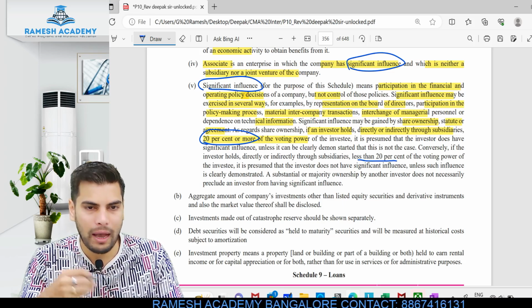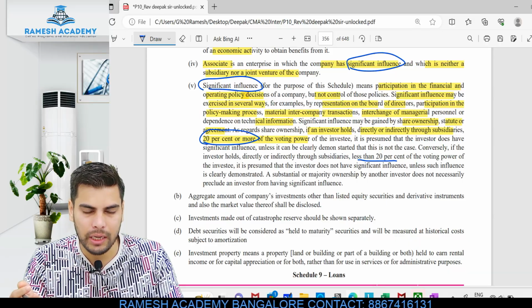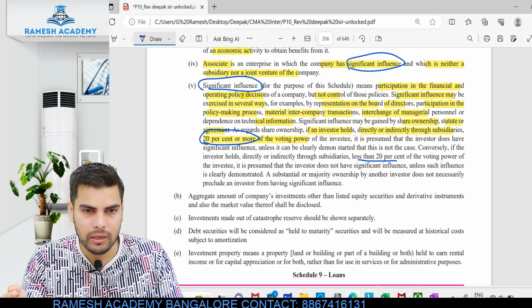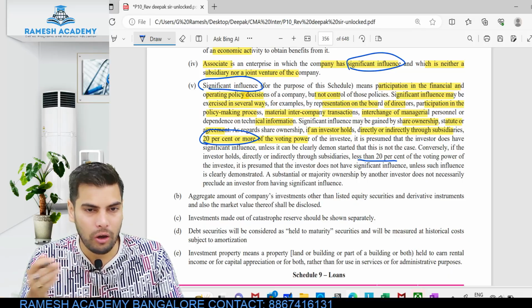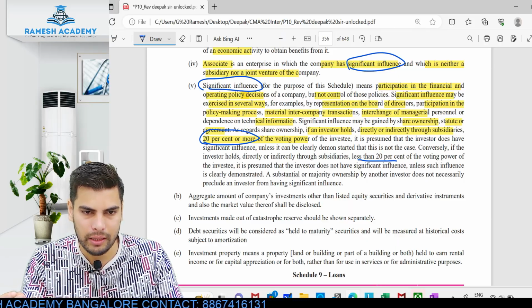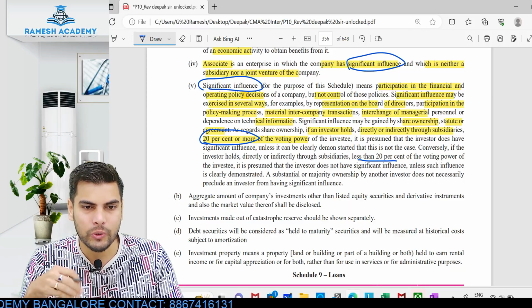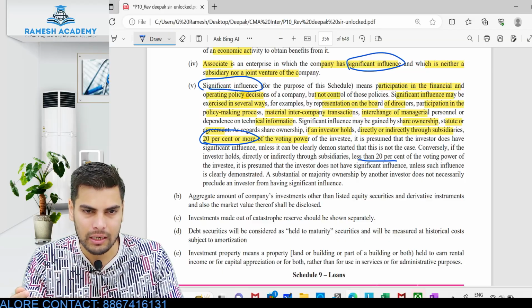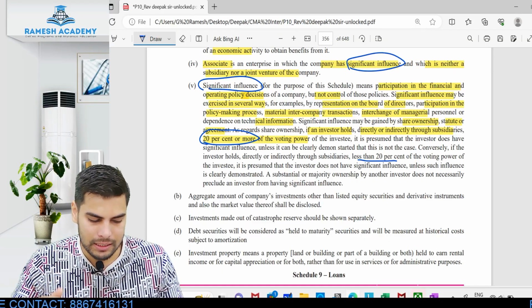So if I want to have significant influence over the other company, I should be holding at least 20% of the voting rights in that particular company, either directly or indirectly. Directly is as good as me purchasing the shares of that other company. Indirectly is as good as through my subsidiary. Even if my subsidiary company has invested in that other company, it would still be treated as the associate company.